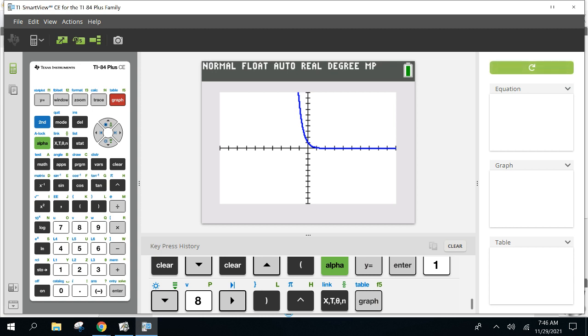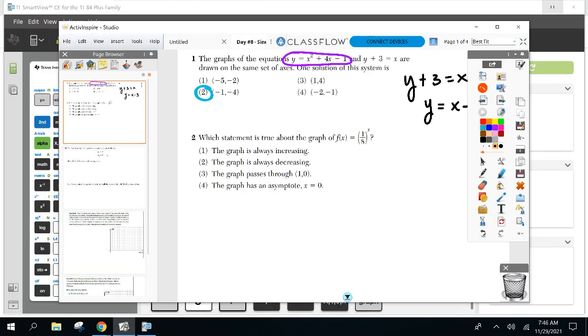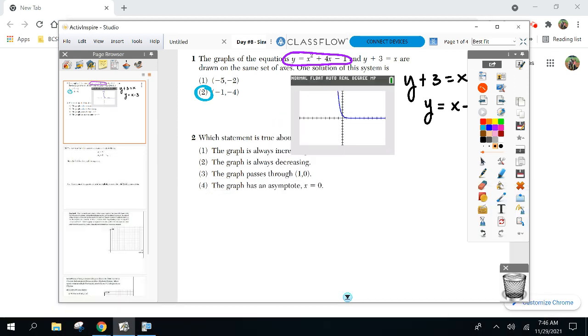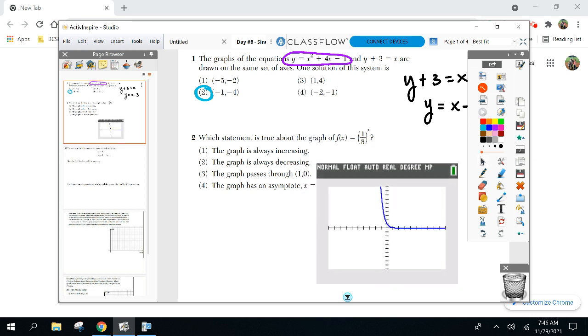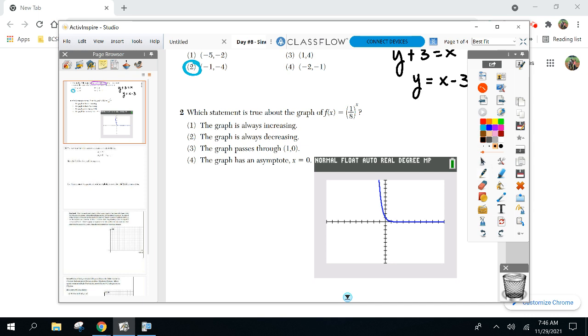All right, let's look at our choices now. Take a look at your graph. Actually, can I do this? I think I can. Yes, sir. Okay, here you go. Let's take a look at this graph. The graph is always increasing. You guys tell me. Always increasing? Nope. The graph is always decreasing. We're going to shake our head no on that one. Always decreasing. All right, well, we might have to come back to that.